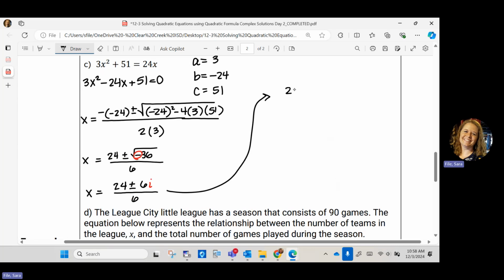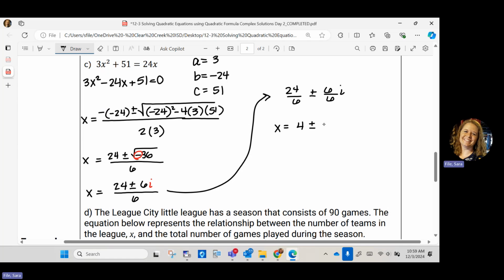Okay, if you wanted to separate it first, you're doing 24 divided by 6, and you're doing 6 divided by 6. What's 24 divided by 6? 4. You were right. And 6 divided by 6? Not times, we're dividing. Anything divided by itself is 1.